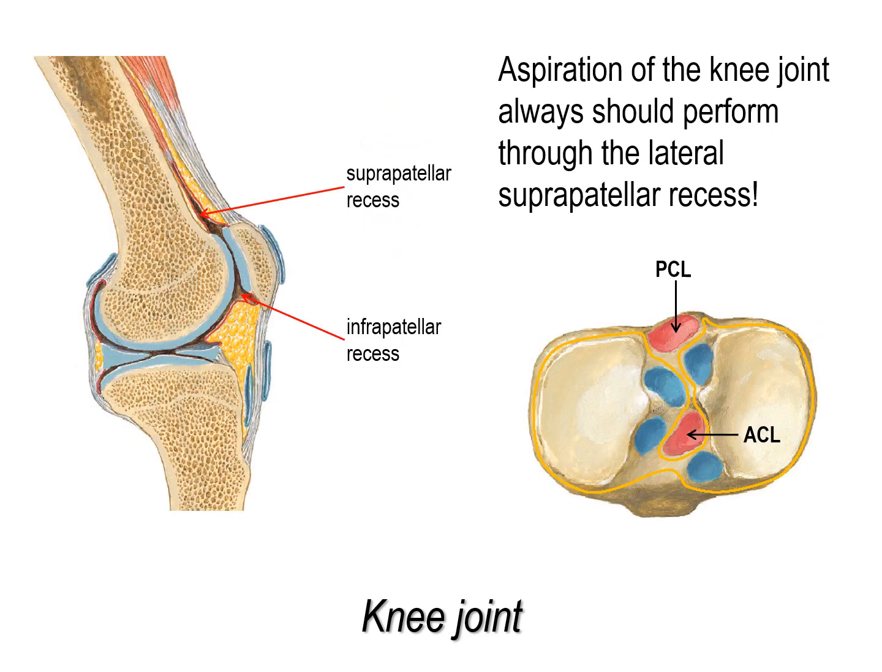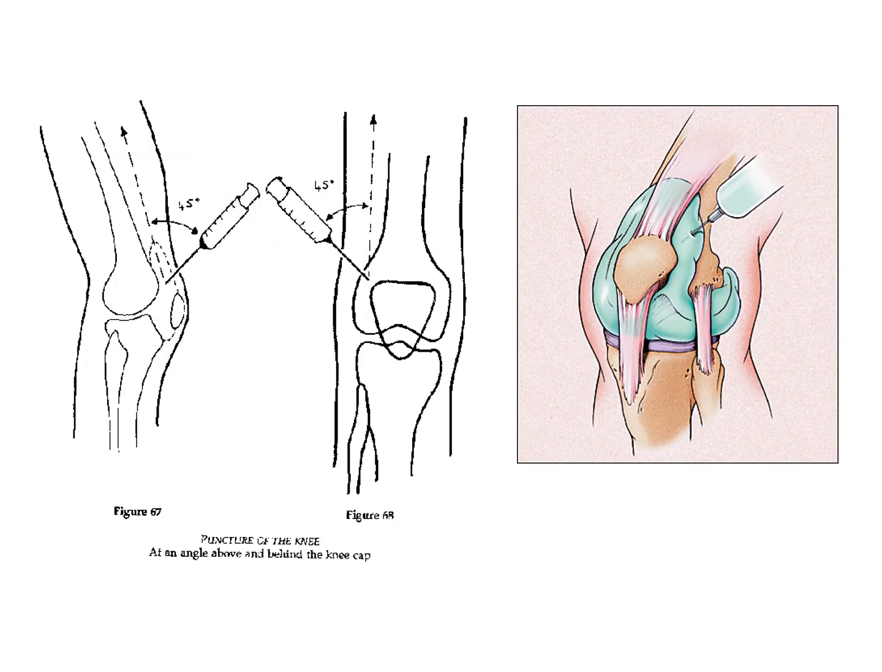The synovial membrane of the articular capsule together with the patella forms lateral and medial suprapatellar and infrapatellar recesses. Aspiration of the knee joint should always be performed through the lateral suprapatellar recess. Here you can see aspiration of the knee joint through the lateral suprapatellar recess.